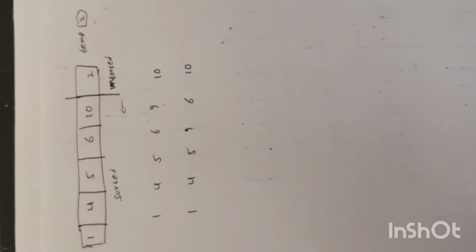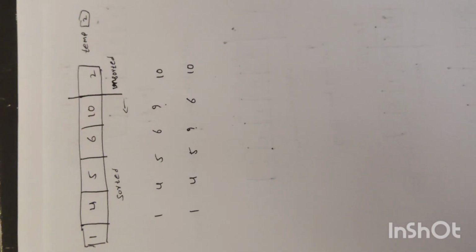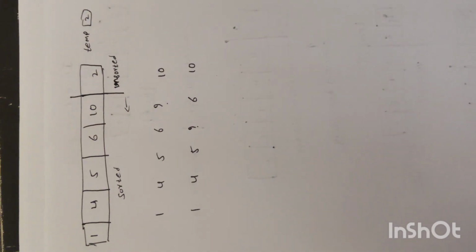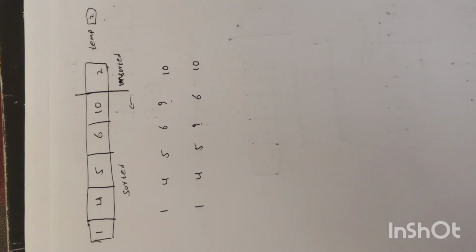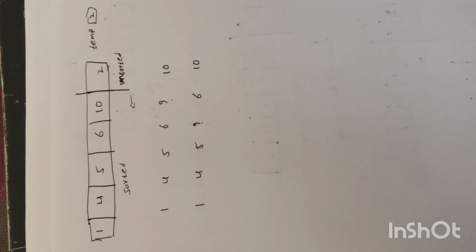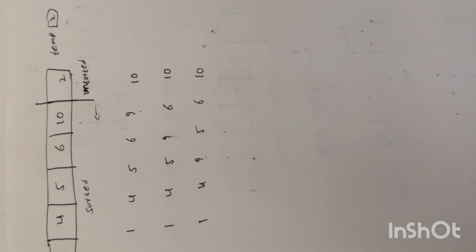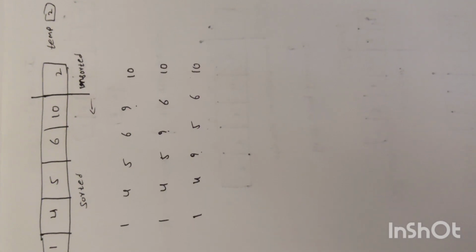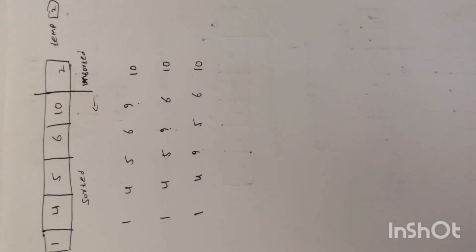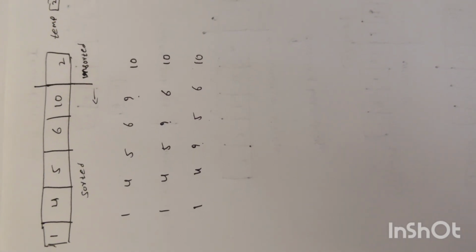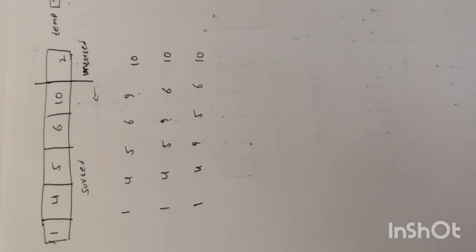Now we have compared with this 6. Now compare with this 5. Next value is 5. Is 5 greater than this 2? Yes. Right shift this 5 one place this side. Now the array would be, here we have 1, 4, here we would have the question mark, this 5 would be shifted here, 5, here we have 6, here we have 10.